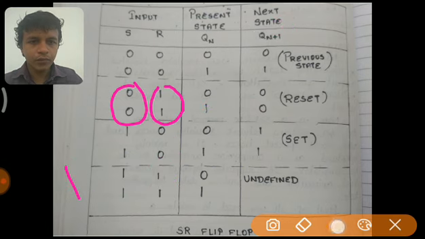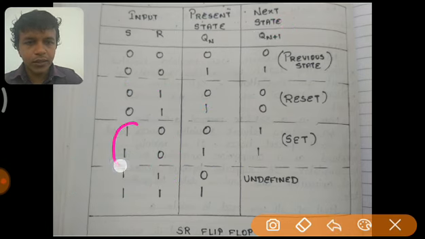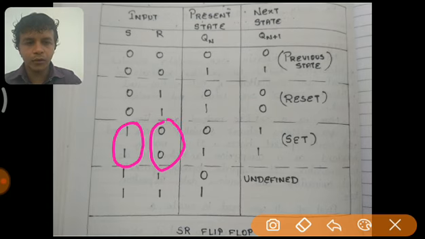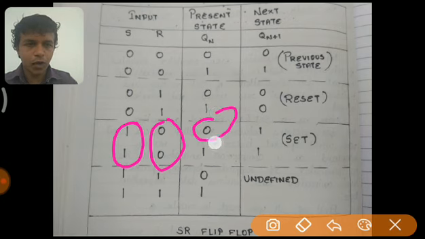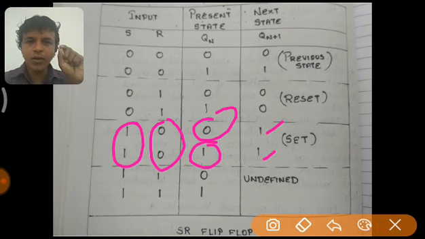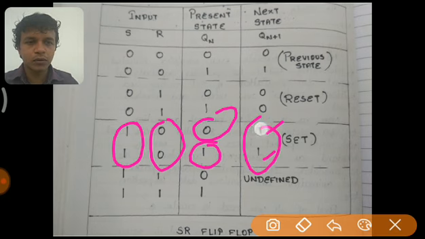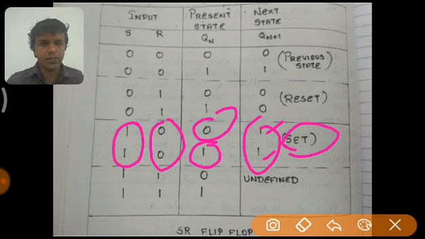Now the next one, here S is 1 and R is 0. So we are pressing the set switch and we are not pressing the reset switch. Here, whatever the previous state of the flip-flop could be, either 0 or 1, the present state becomes 1. We are setting the flip-flop. We are forcing the flip-flop to take the value 1 when we press the set switch. So this is the thing.